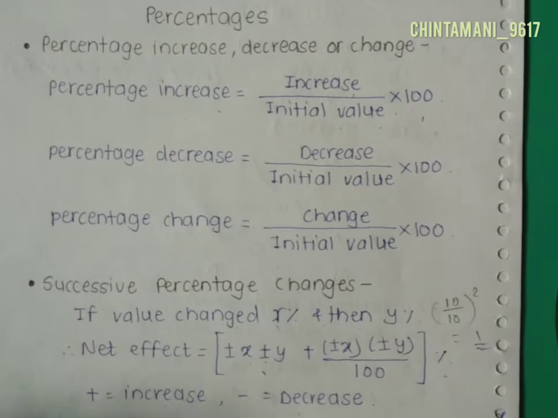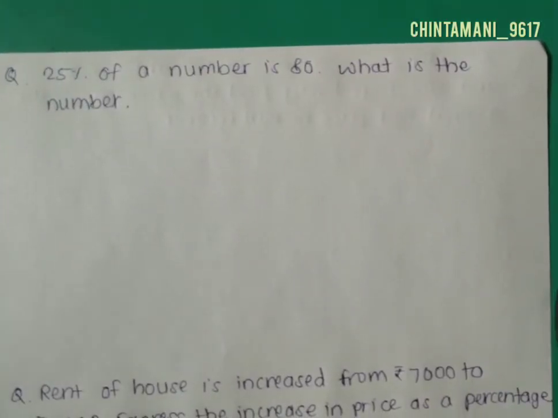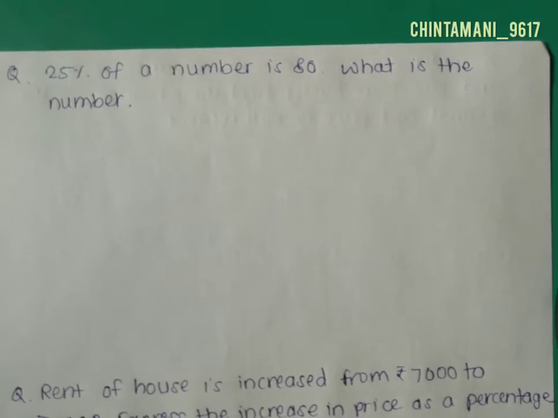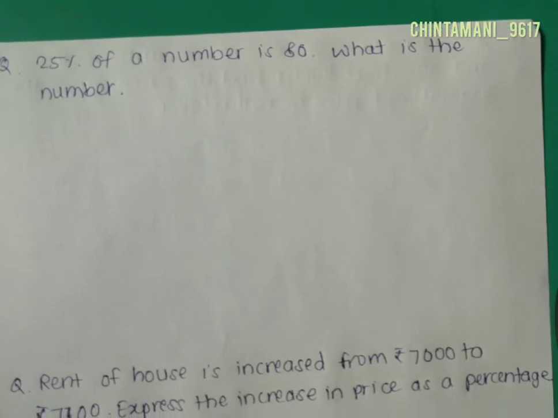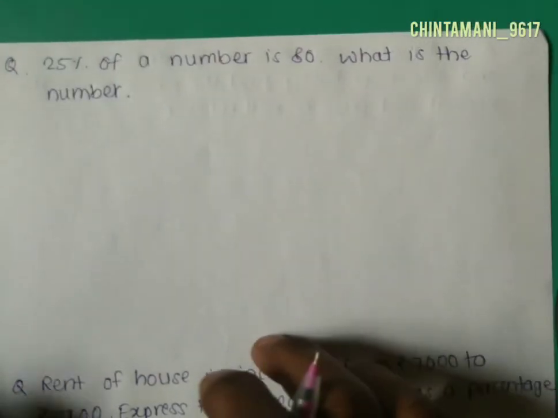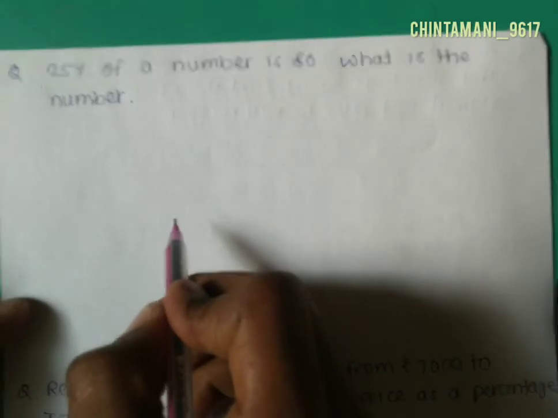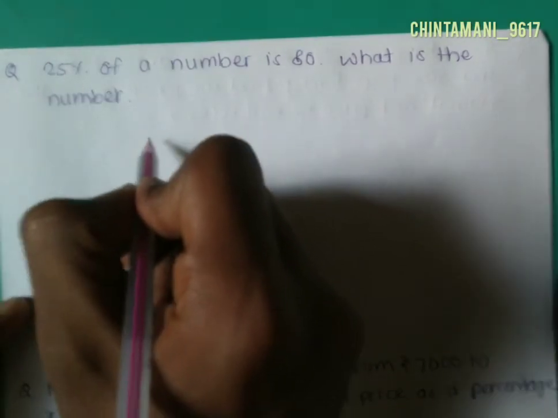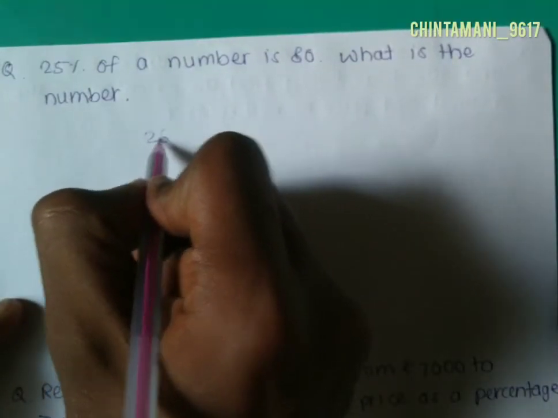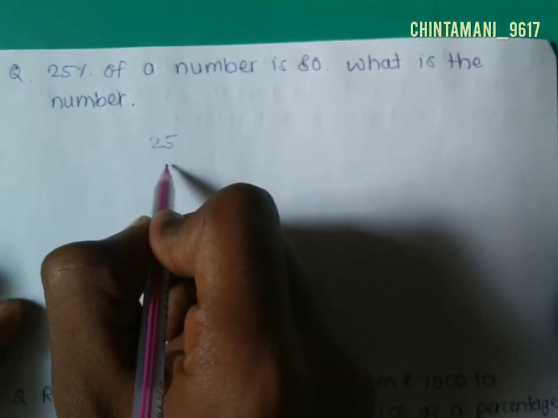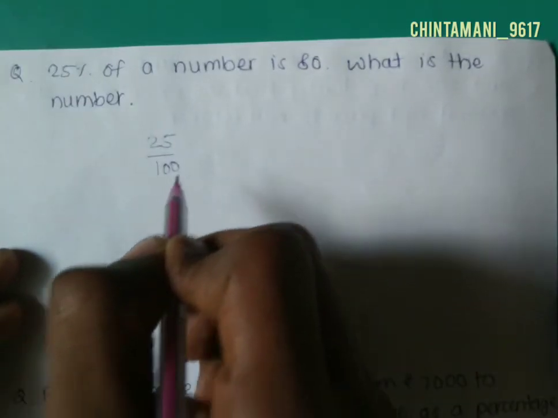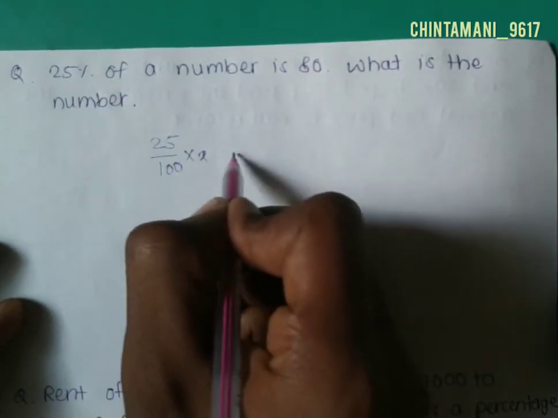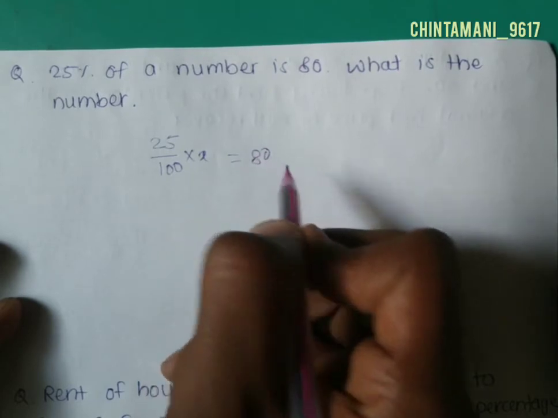So starting with the problems, the first problem is: 50% of a number is 80. So what is the number? Starting from that, the given equation is 25%. How do we write percent? 25 divided by 100 of a number. Let's take that number as x, equal to 80.